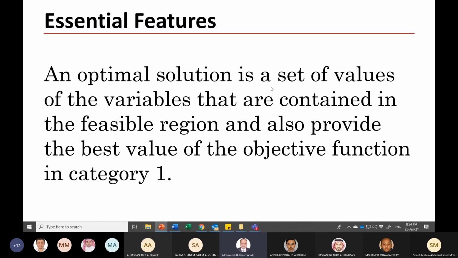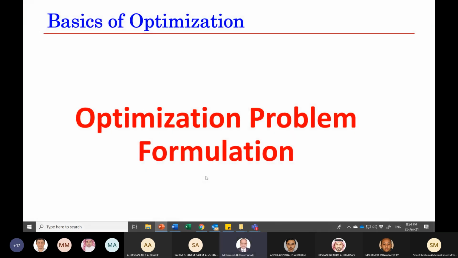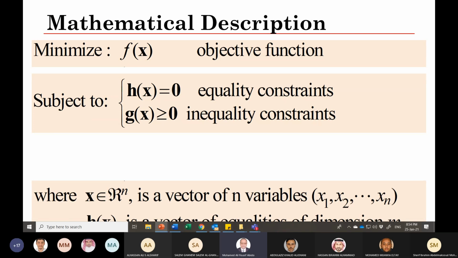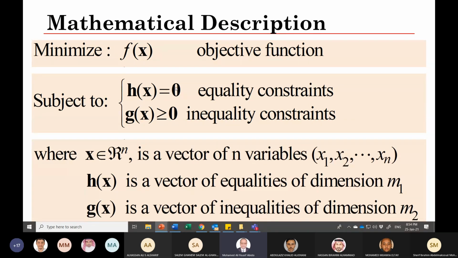In this case, an optimal solution is the set of values of the variables that are contained in the feasible region, meaning a feasible solution, and also provide the best value of the objective function, the performance index. So this is the optimization problem, and usually the optimization problem formulation consists of, as we mentioned, the objective function, subject to equality constraints h equal to 0, and inequality constraints g greater than or equal to 0, and our objective here is to find x.